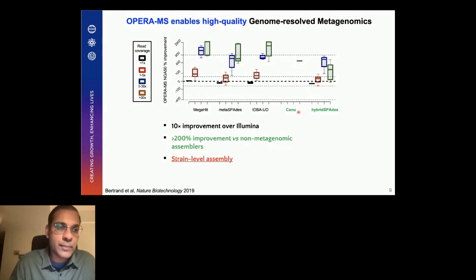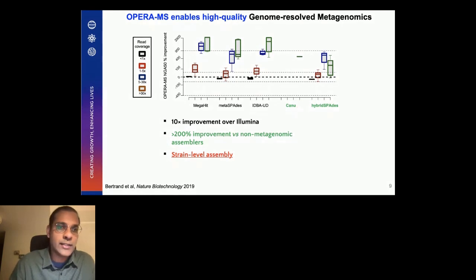But finally, the most important aspect of Opera-MS was that it can do strain level assembly. Perhaps it was the first metagenomic assembler that showed that you could disambiguate perhaps two different E. coli strains which are there in the same metagenome. So what can you do with such an assembly algorithm?